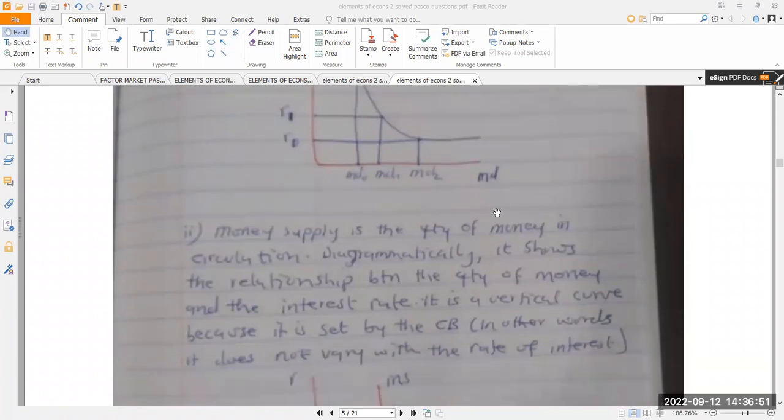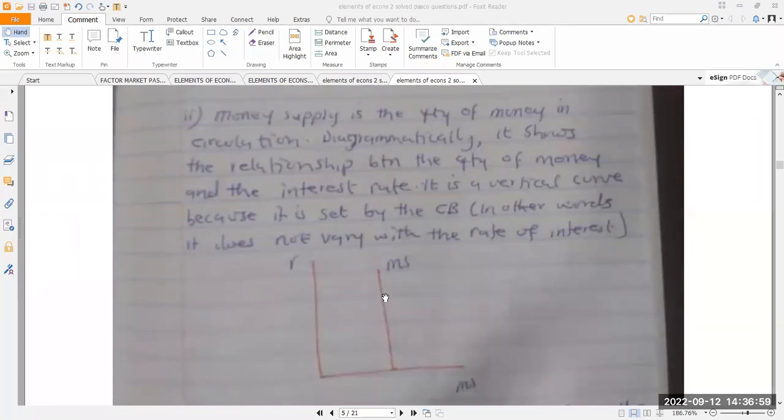All right, so I was talking about the supply of money. It's exogenously determined by the central bank. So we take it to be a vertical line, which means that it's independent of the interest rate. It doesn't matter the level of interest rate. The quantity of money in circulation is fixed. It's set by the central bank.